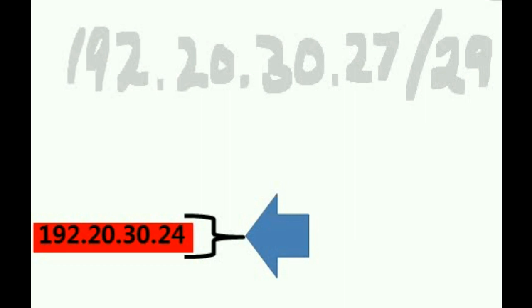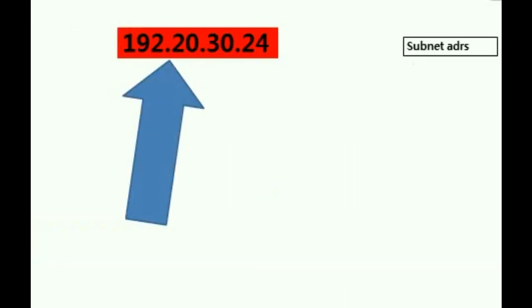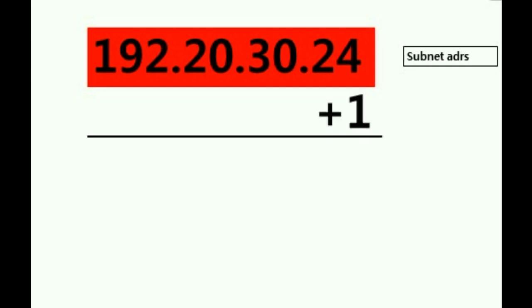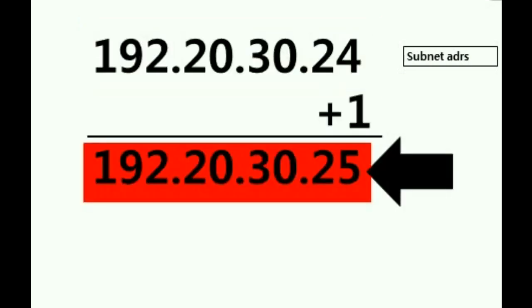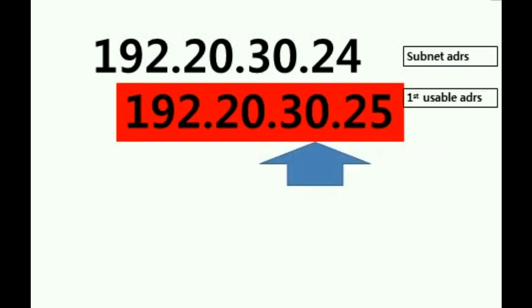Let's now focus here on the subnet address. Let's move this up. Make it bigger. Add 1. And now, here is your first usable address in that subnet, .25. Let's clean up a bit and label it.